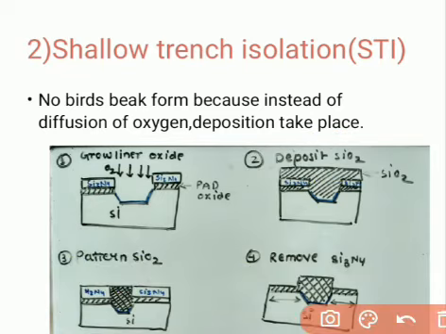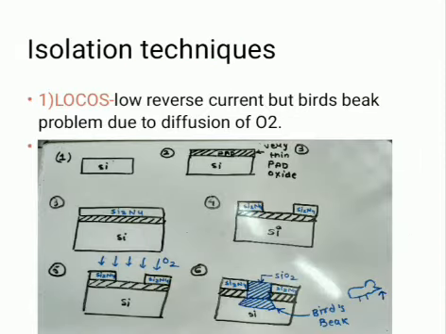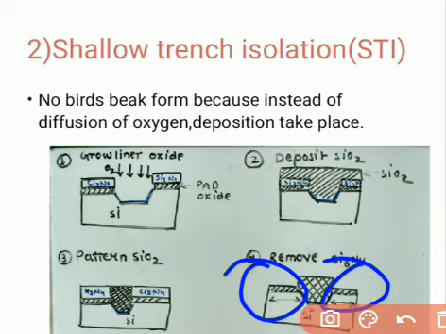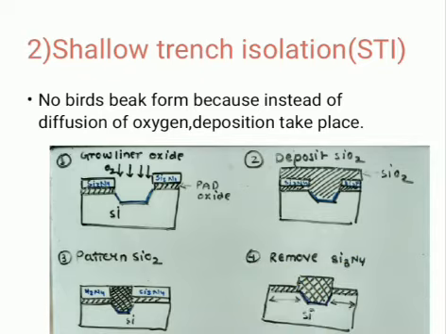So here there is no problem of bird's beak because there is no diffusion of SiO2. There is a deposition of SiO2. Now we have our two active regions. Here we can form our device using the fabrication process. So this is all about STI, which is very, very important from the exam point of view. And also LOCOS is very important from the exam point of view, both for the prelims as well as mains exam.